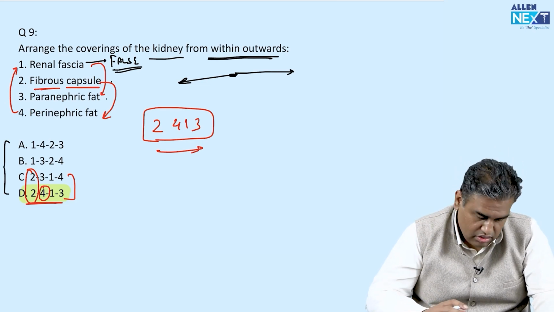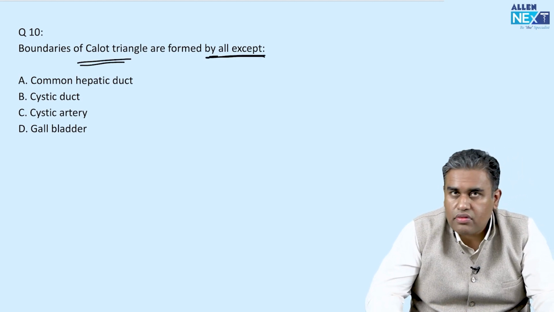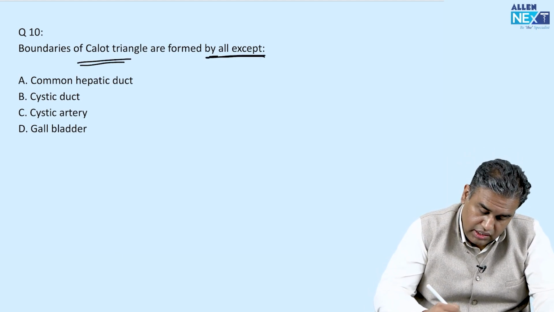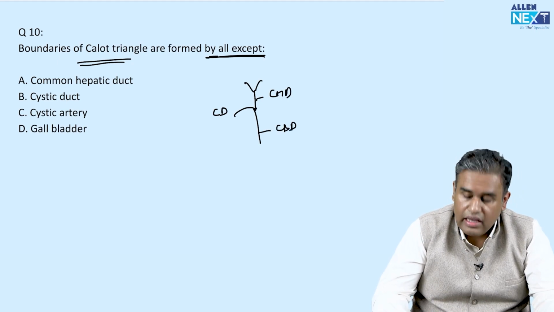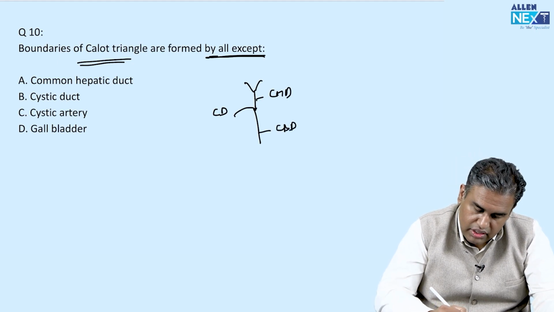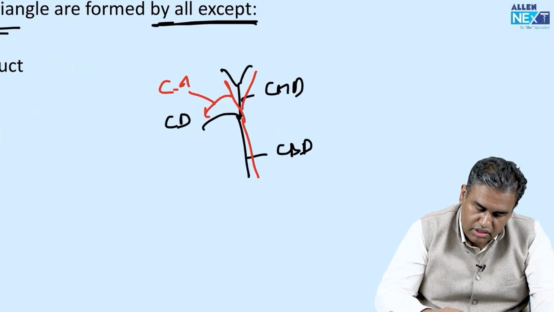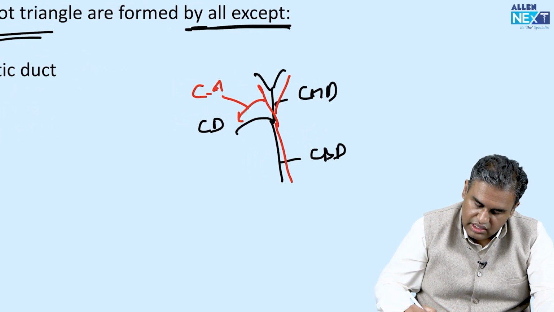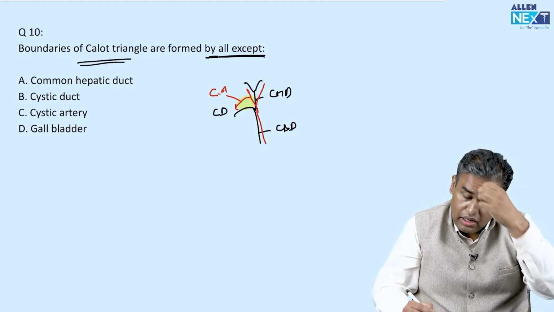A good topic to ask for. Boundaries of Calot's triangle are formed by all except. Remember over here that we had the 2 hepatic ducts, then the common hepatic duct, then we have the cystic duct over here, then the common bile duct. Along with it, you have the artery also coming down over here. This hepatic artery divides into right and left hepatic, and this is the cystic artery over here. Now, if you take these, then actually this area is the Calot's triangle. It is not involving any part of the liver.